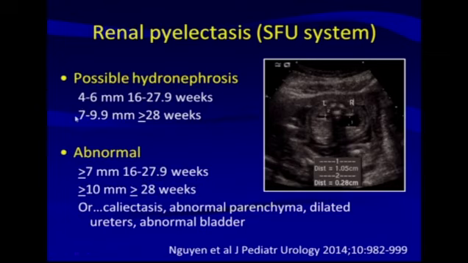In the third trimester, you get a little bit more leeway. 7 to 9.9 millimeters would be possibly hydronephrosis, and greater than 10 would be considered abnormal. Certainly, if you see caliectasis, abnormal renal parenchyma, dilated ureters, or an abnormal bladder, regardless of the measurement, this would be considered to be abnormal.